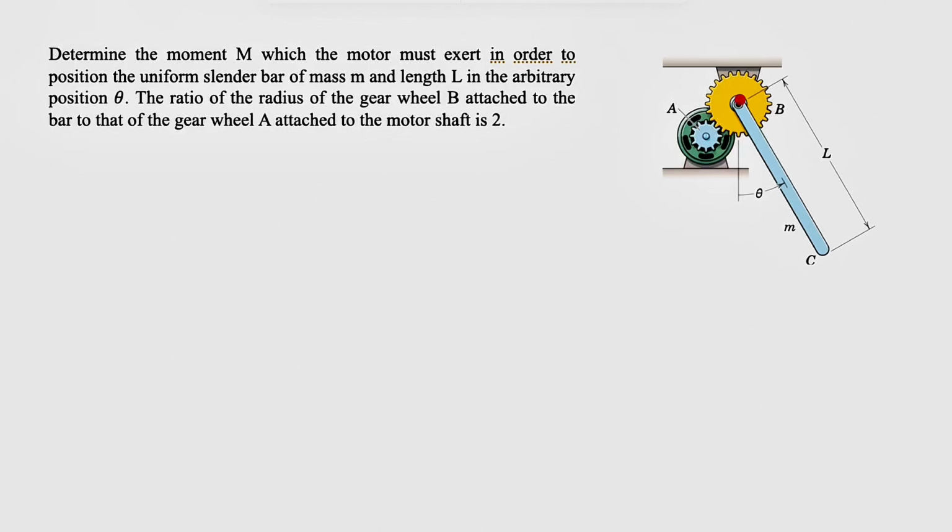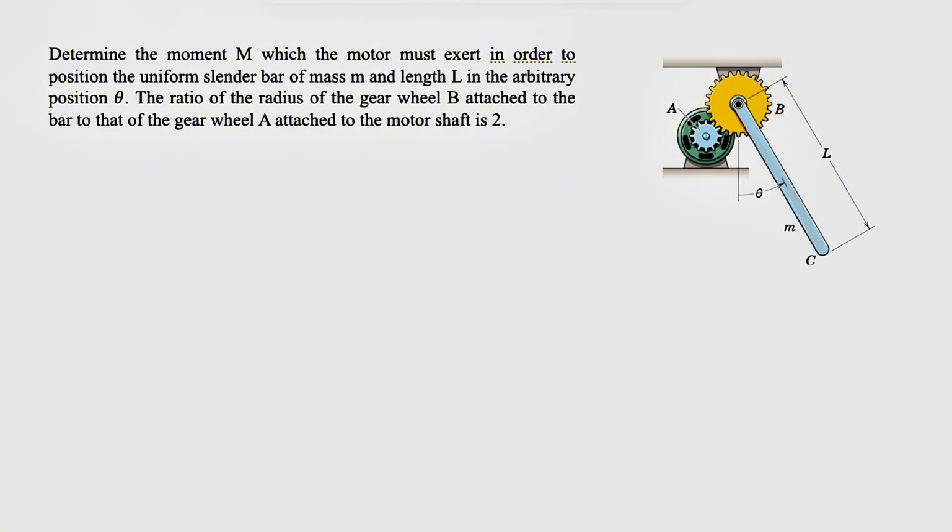Hey guys, welcome back. We're going to be solving another question from the third chapter of the Engineering Mechanics book by Meriam. In this one, we need to determine the moment M which the motor must exert in order to position the uniform slender bar with the mass of m.